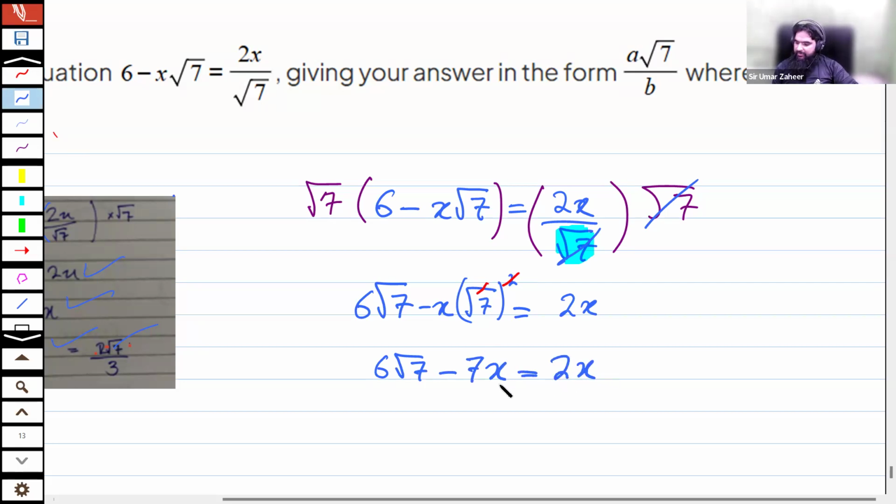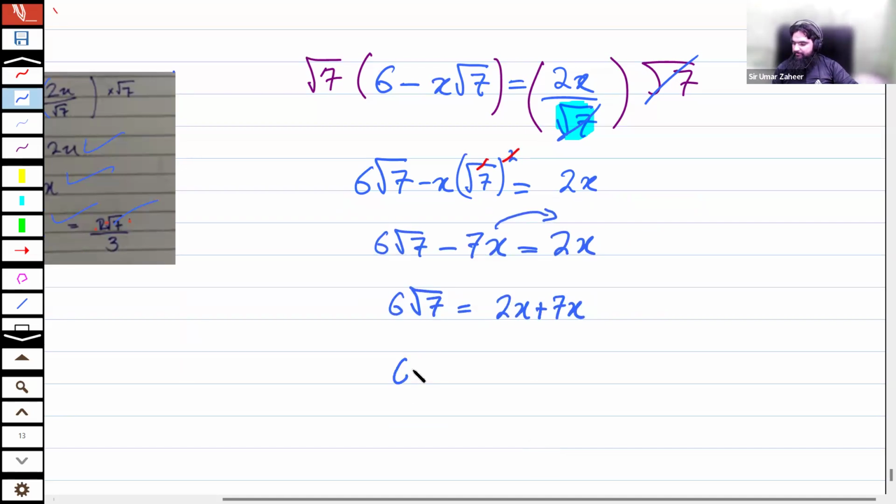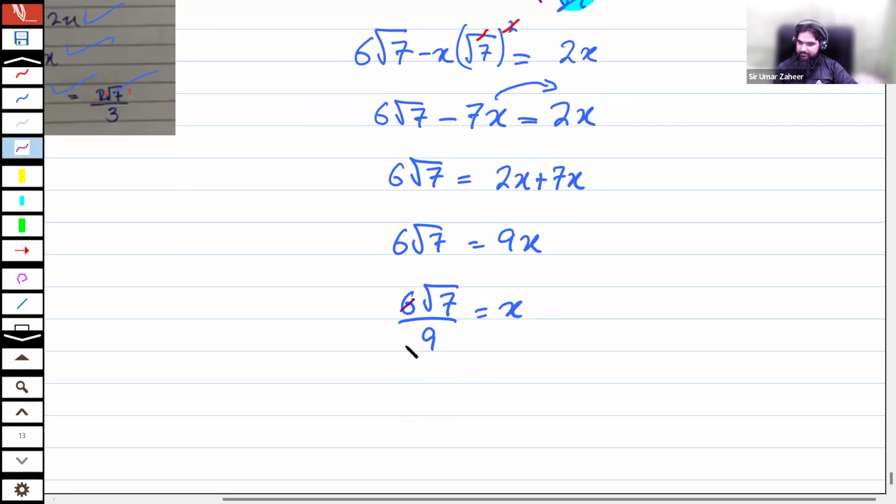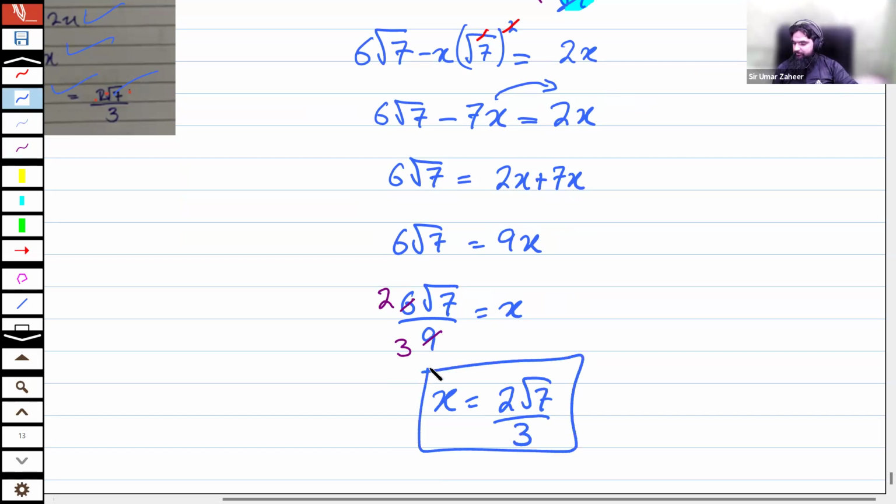2x. Now I want to find the value of x, so take the 7x on the other side because I want to make it the subject. So it will be 2x plus 7x. Now 2 plus 7 will be 9x. Now 9 is multiplying, take it on the other side, it will be divided. Now there is a small cancellation. 3 times 2 is 6 and 3 times 3 is 9. So I get the final answer: 2 square root of 7 divided by 3.